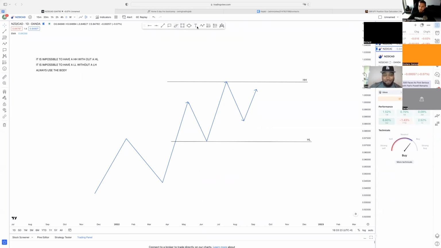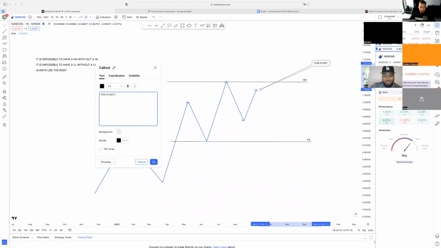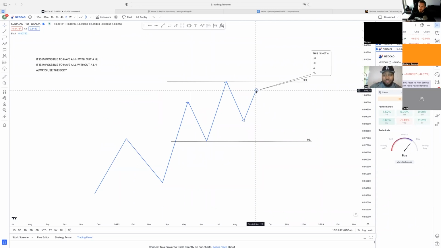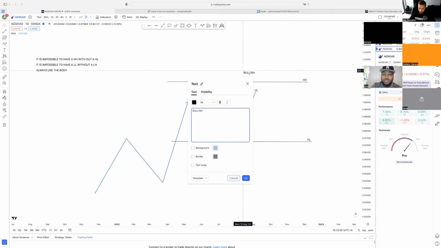Okay. I'd say 50% of you guys are right. So this point right here is not a lower high, higher high, lower low, higher low, none of that. This is simply nothing. Remember, I told you guys, the moment we break above or under is when we change the structure. As of right now, this market structure is still bullish. Why? Because we have a higher high and a higher low.